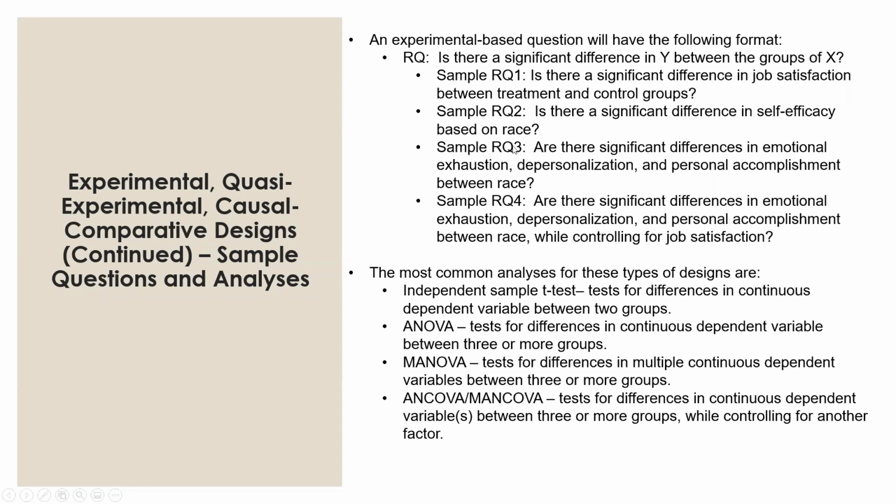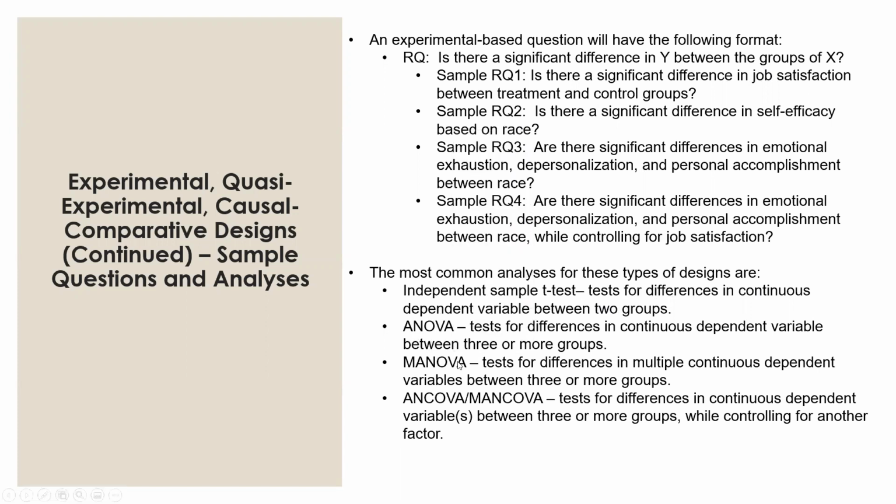Okay, so each one of these research questions would use a different analysis. So as we come down here, research question one would use an independent sample t-test. And the reason is because we have a continuous dependent variable, job satisfaction, and we have two discrete groups, treatment and control. Once you add another group to the equation, like race, if it's white, black, Asian, Hispanic, other, then you have an ANOVA at that point. You can't just do a t-test.